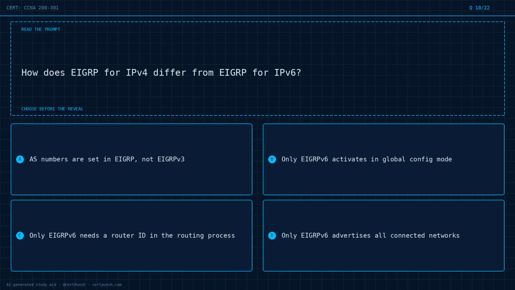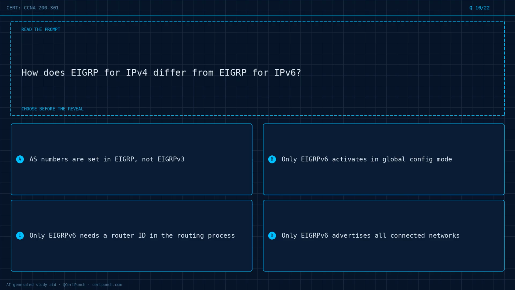Question 10 of 22. How does EIGRP for IPv4 differ from EIGRP for IPv6? Option A, AS numbers are set in EIGRP, not EIGRP v3. Option B, only EIGRP v6 activates in global config mode. Option C, only EIGRP v6 needs a router ID in the routing process. Option D, only EIGRP v6 advertises all connected networks.